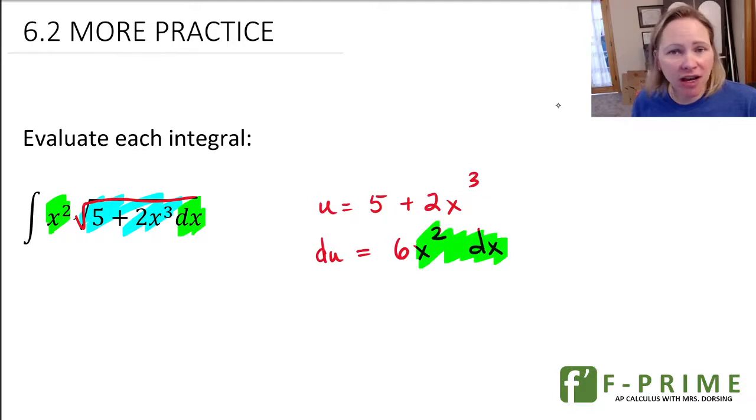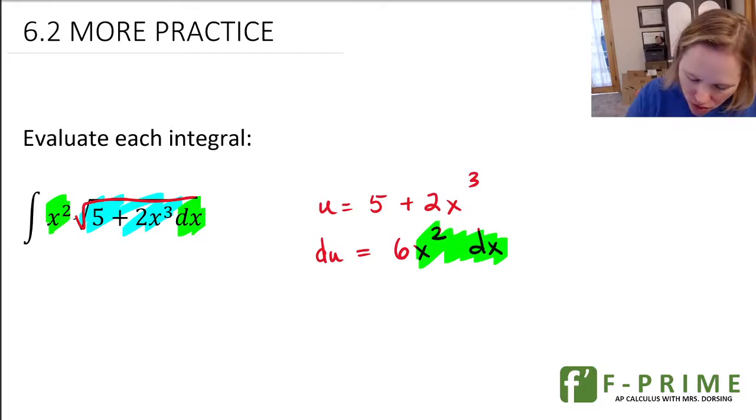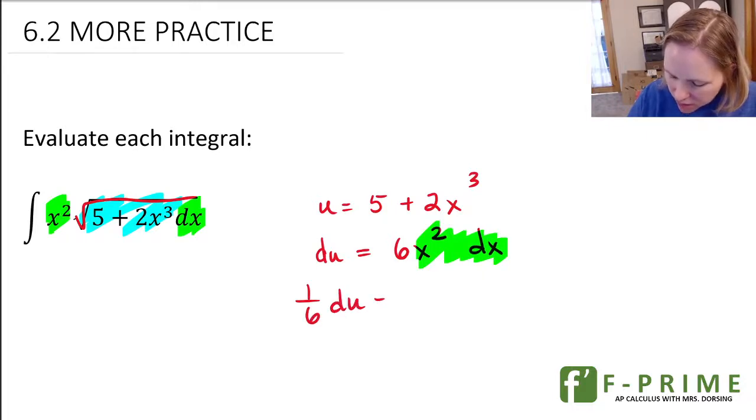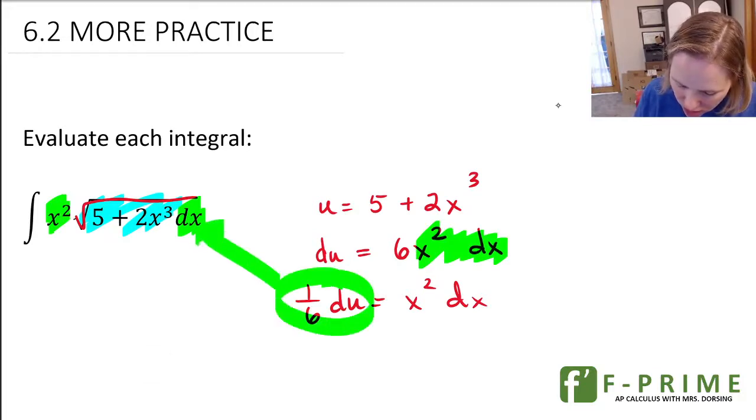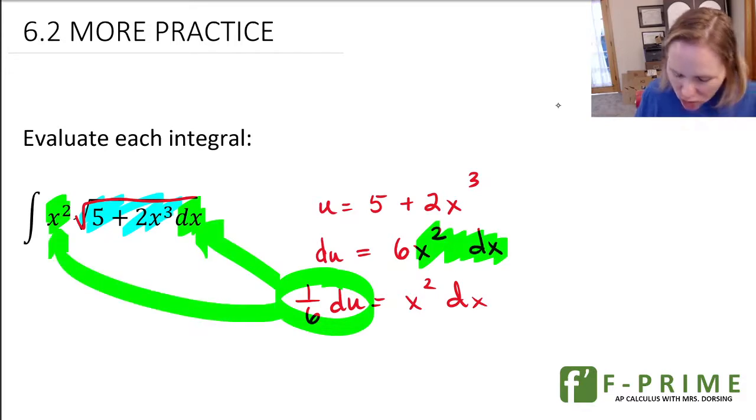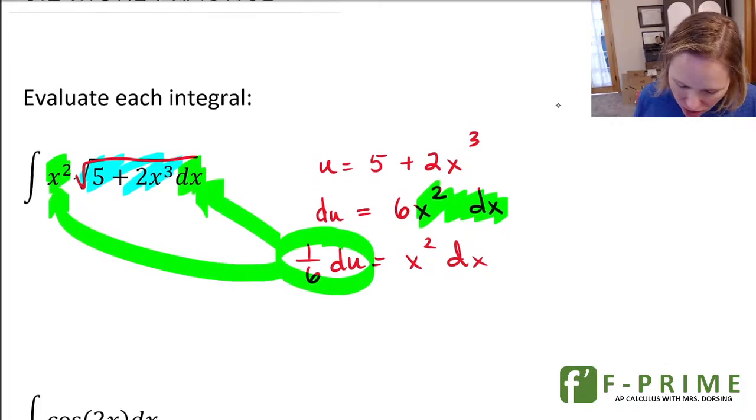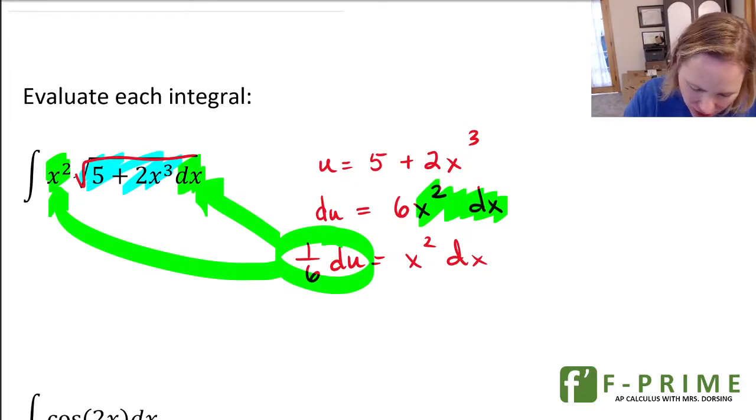We don't care about constants, because constants, as we saw in part 1, we can divide out and move around, and constants are easy to play around with. So what I'm going to do is divide by 6 and make this 1/6 du. And we have x squared dx. And now I'm going to replace x squared and dx in the original integral with what it's equivalent to in my du expression. So now I'm ready to attack this and actually find my integral.